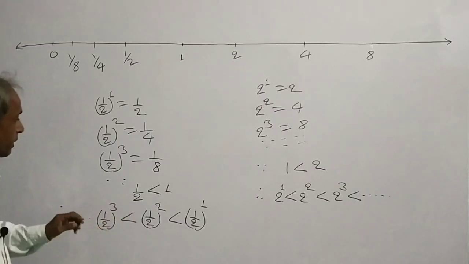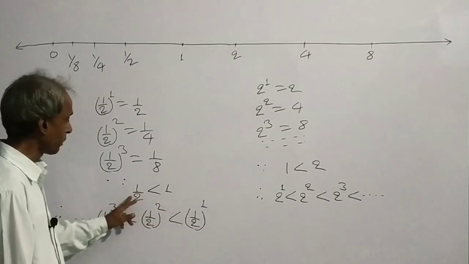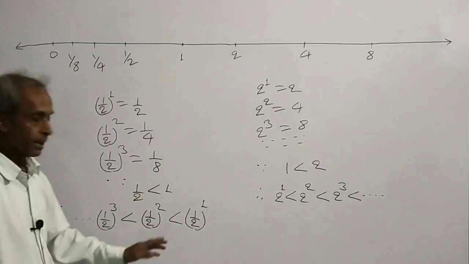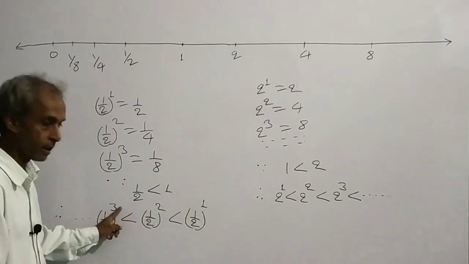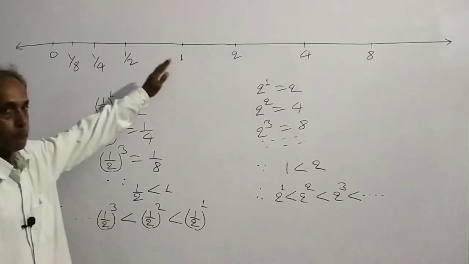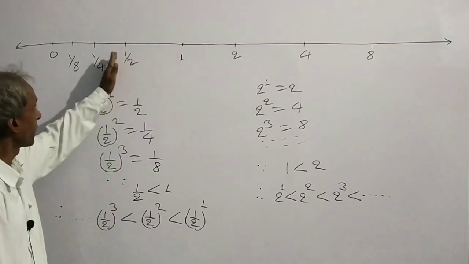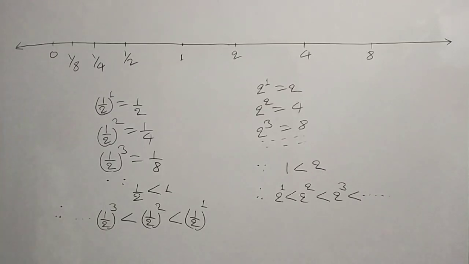When there is some number which is less than 1 but greater than 0, then as we increase the power over such a number, the value of this number shifts to the left hand side on the number line.